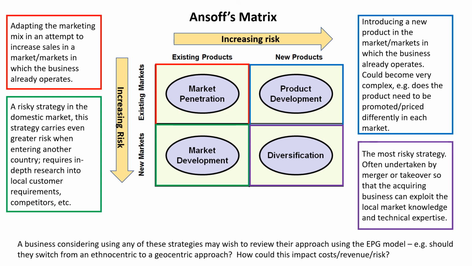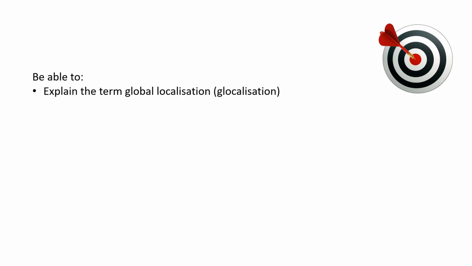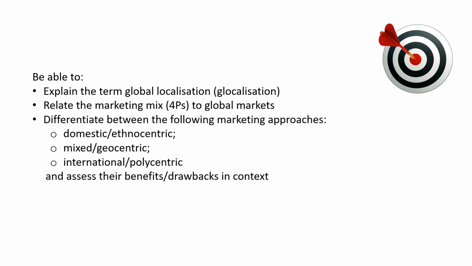So in this video, we've looked at the term globalization. We've looked at how this might impact upon the marketing mix a business might adopt as it enters new markets. We've gone through the EPG model and looked at some of the benefits and costs of those different approaches. Finally, we related this all to Ansoff's matrix.